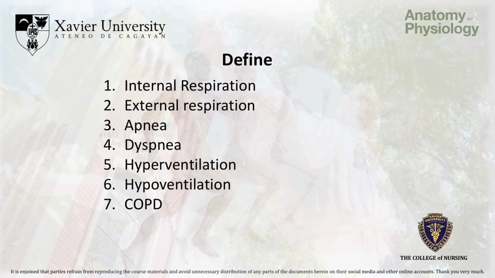So let's define first. Internal respiration is the exchange of gases between the cells and the blood. External respiration occurs in the lungs, the exchange of gases between blood and the alveoli. The third one is apnea, a temporary cessation of breathing. The fourth one, dyspnea, is difficulty or labored breathing. So those are just common terminologies.